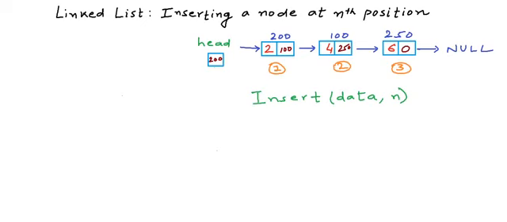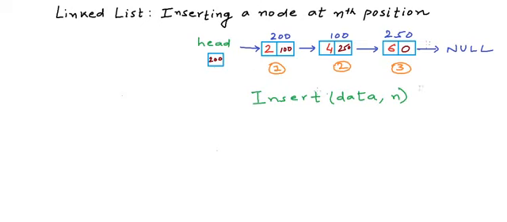There will be a couple of scenarios. The list could be empty, so this variable head will be null, or the argument being passed to the insert function, the position n, could be an invalid position. For example, 5 is an invalid position here for this linked list. The maximum possible position at which we can insert a node in this list will be 4. If we want to insert at position 1, we want to insert at the beginning, and if we want to insert at position 4, we want to insert at end. So our insert function should gracefully handle all these scenarios.